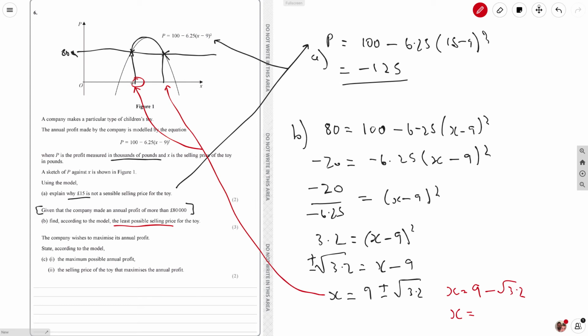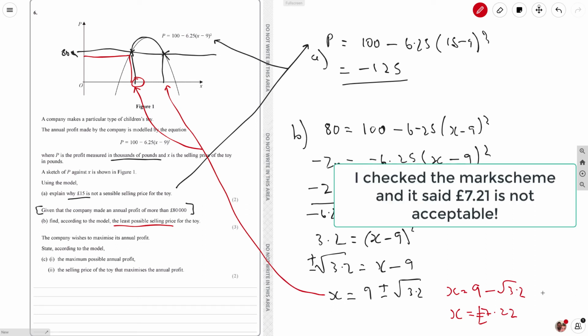If you go over to your graph here, if we chose 7.21 itself, okay, that would be a little bit to the left of the answer, and that would actually give us a profit that is slightly under 80,000. Okay, this question wants us to make sure that we get more than 80,000. So the correct answer here is £7.22. I think if you put £7.21 as your final answer, I'm not sure how many marks you would drop without looking at the mark scheme.